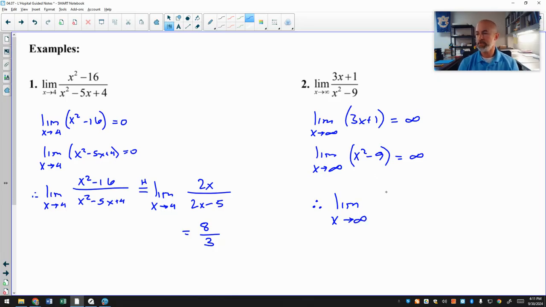The derivative of 3x plus 1 is 3. The derivative of x squared minus 9 is 2x. And here I only have x's in the denominator, so we're going to have a constant 3 over something infinitely large that will crash to 0, which again, if you know your rules about the degrees of the polynomials in numerator and denominator, that's a little bit faster. But L'Hopital's rule bails you out.